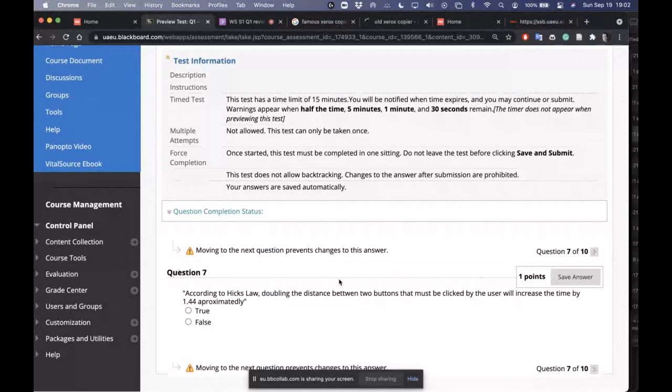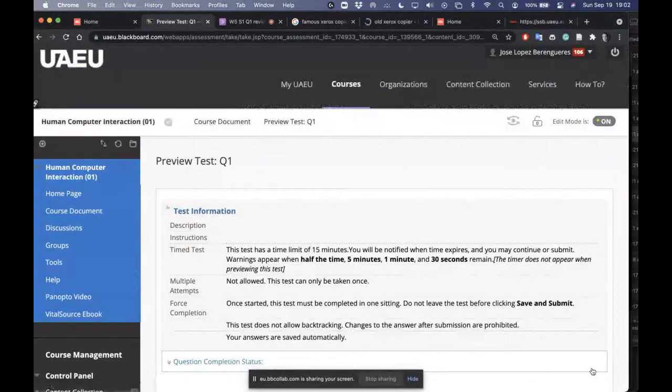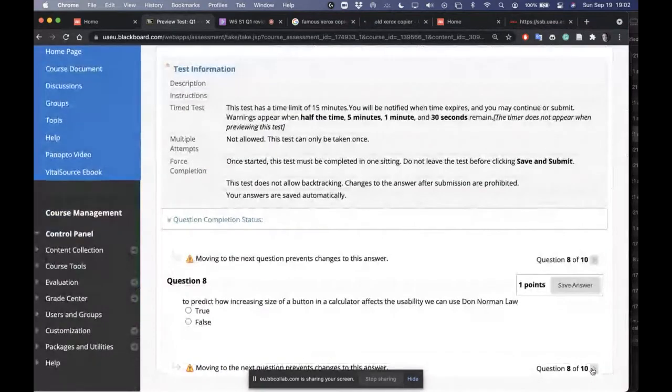First, Hick's law is not about that, right? It's about choices. So, no. Next one. To predict how increasing the size of a button in a calculator affects usability, we can use Don Norman law.